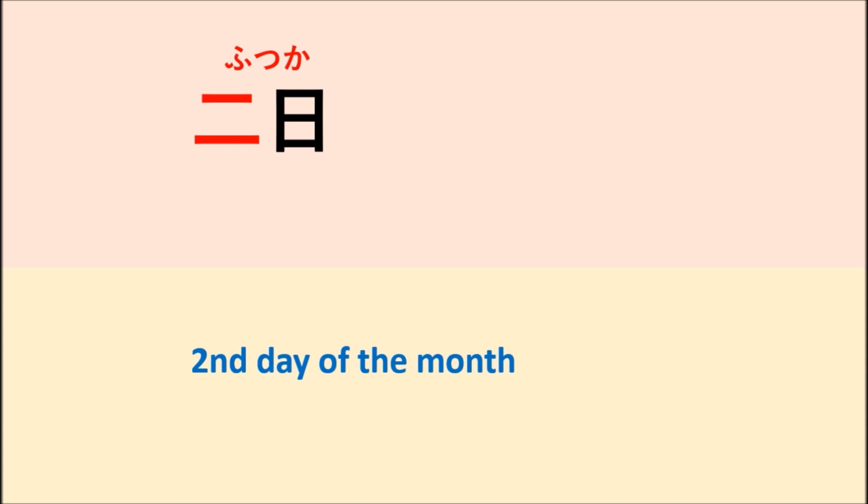And here is also a special sound reading. 2日 means the second day of the month. The first kanji is ni, and the second is hi or nichi, which means day, so 2 days. When we put together, they say second day.